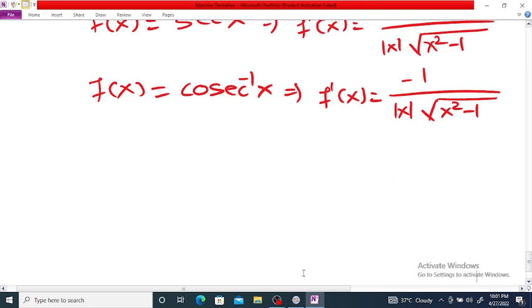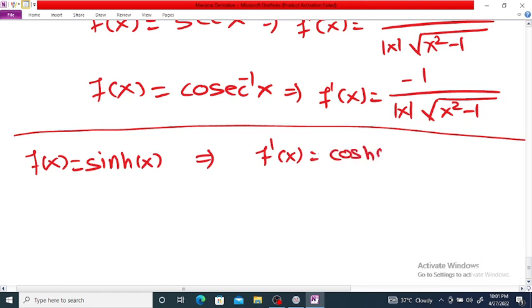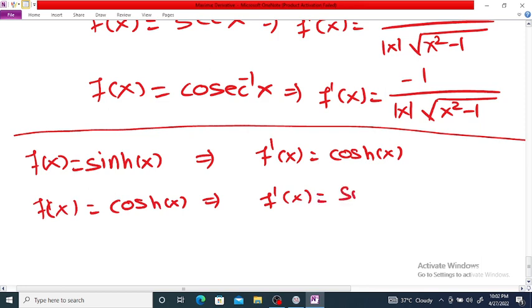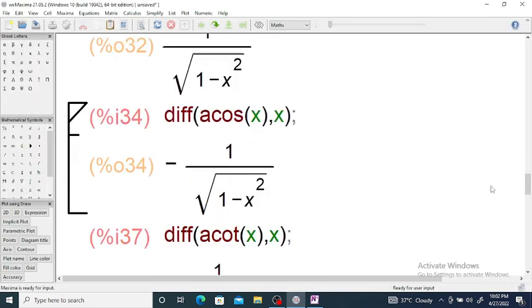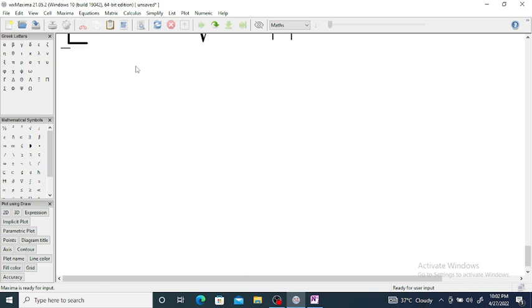Similarly, you can enter the hyperbolic function also. For the hyperbolic function, as we know, if f of x is equal to sine hyperbolic of x, then f dash x is equal to cos hyperbolic of x, or if f of x is equal to cos hyperbolic of x, then f dash x is equal to sine hyperbolic of x.